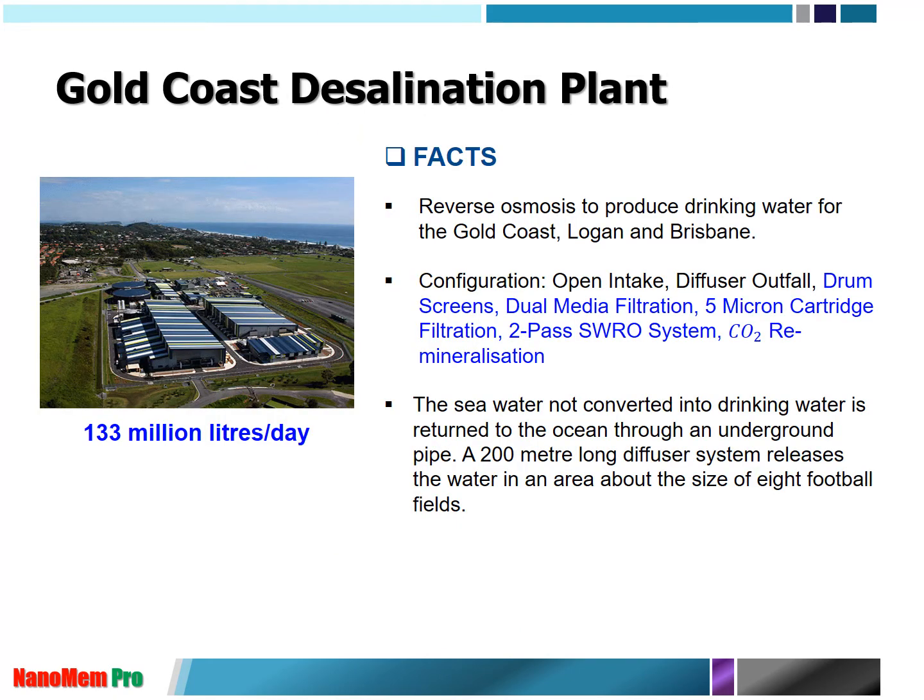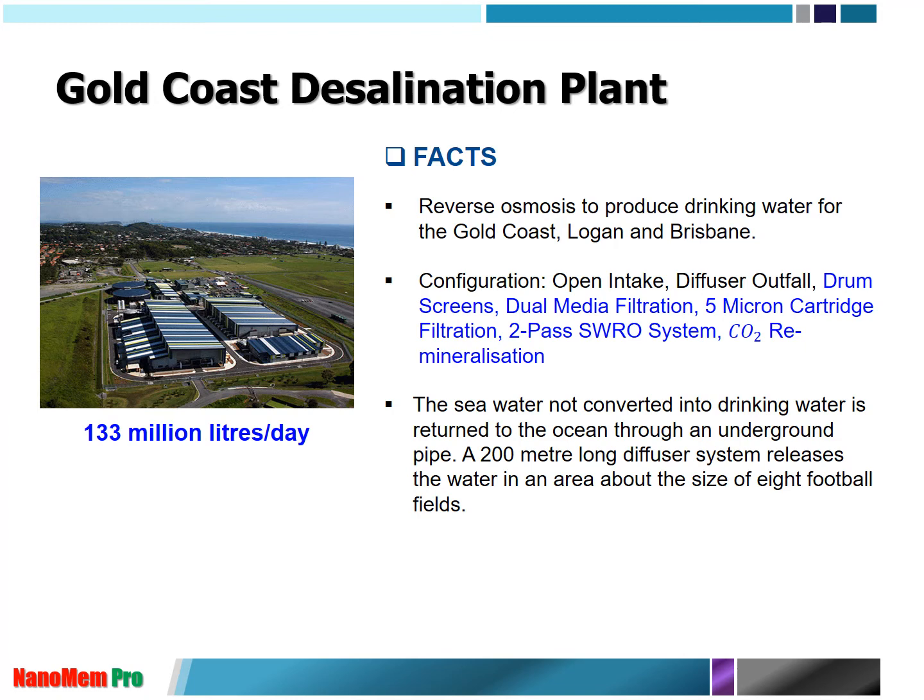If you look at the Gold Coast desalination plant, it uses reverse osmosis to produce drinking water for this area. They have drum screening as a pretreatment, dual media filtration, then SWRO, and then CO2 remineralization. The seawater that was not converted into drinking water is returned to the ocean through an underground pipe.